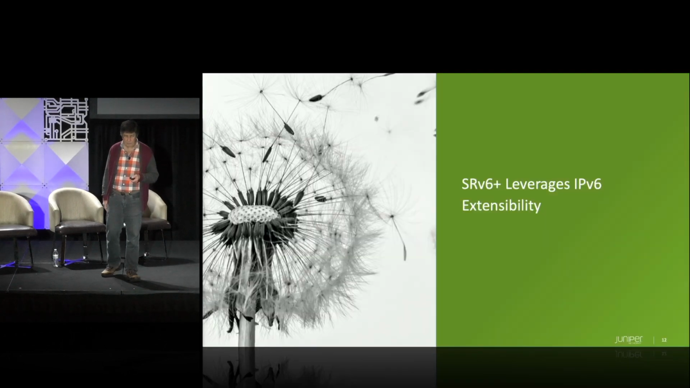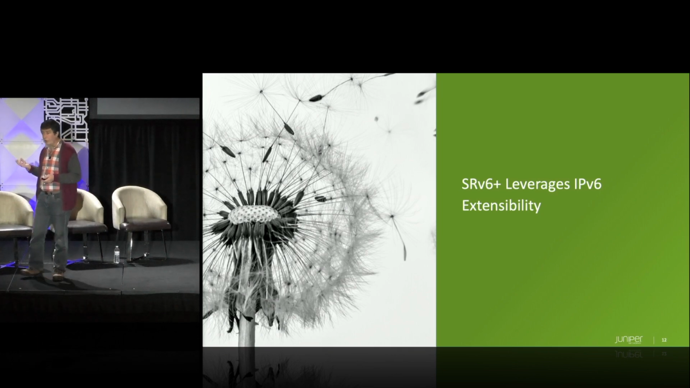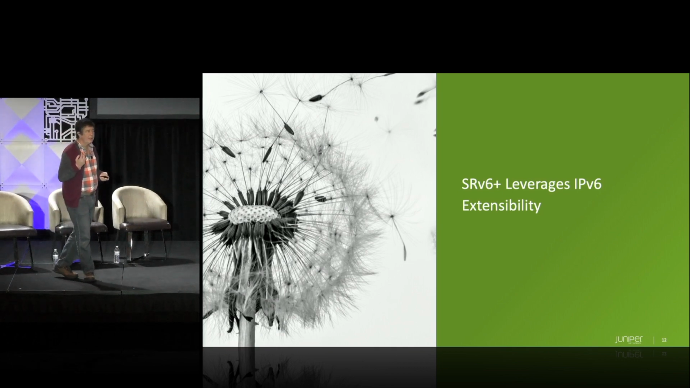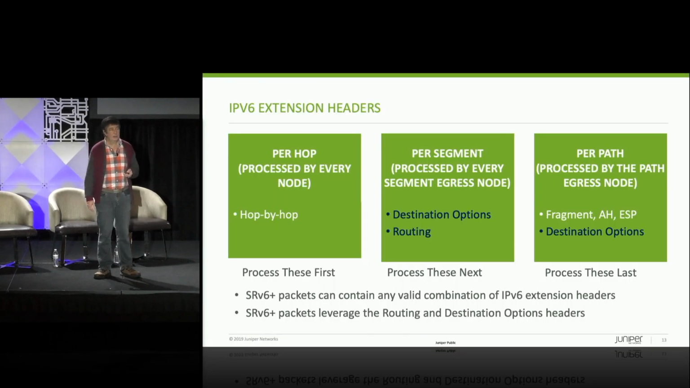Now, SRv6 leverages the IPv6 extensibility model. IPv6, as it was defined many, many moons ago, gave us a bunch of mechanisms for extending it. And probably the biggest difference between SRv6 Plus and SRv6 is that SRv6 Plus leverages the extensibility mechanisms of IPv6 as they were defined way back when. So first, let's have a little refresher in IPv6 extension headers.